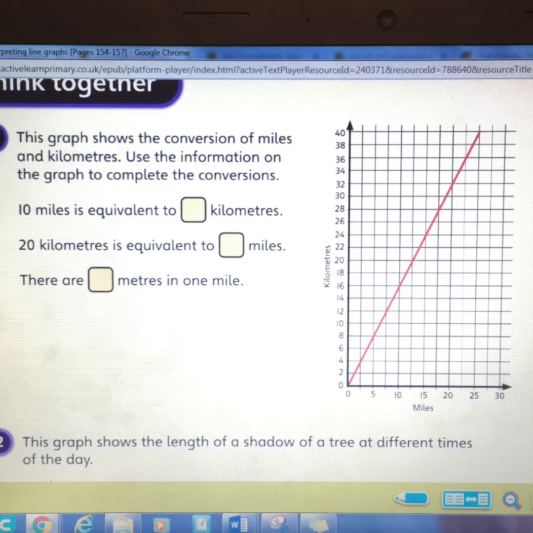So 10 miles is equivalent to how many kilometres? 20 kilometres is equivalent to how many miles? And how many metres are there in 1 mile? So not how many kilometres, how many metres? Pause video, have a go.